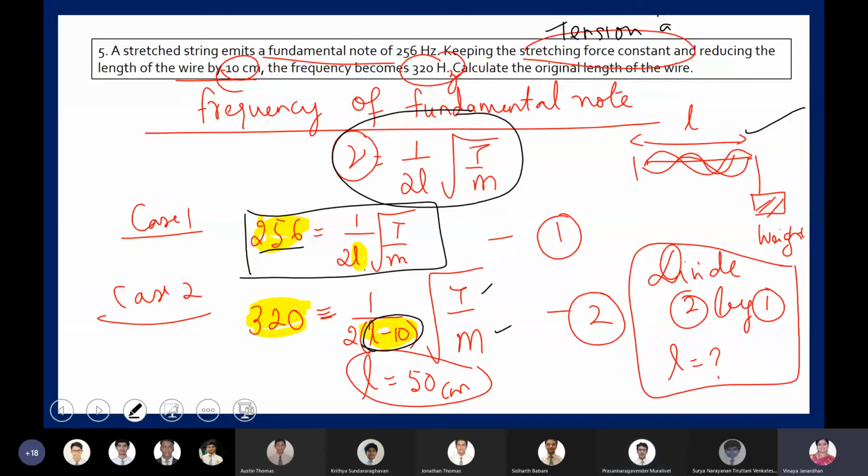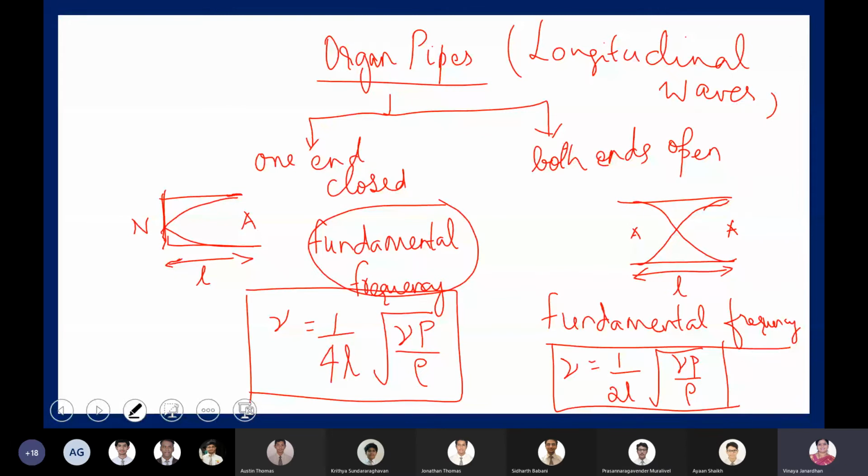Yes, ma'am. Okay. Boys, please understand, when you consider organ pipes where one end is closed and the other end is open, just write these formulas. The fundamental frequency of a pipe closed at one end and open at the other means you will have a node at the closed end and an antinode at the open end. So the fundamental frequency nu is 1 by 4L root of gamma p by rho. If the pipe is open at both the ends, then the first harmonic or the fundamental frequency is 1 by 2L root of gamma p by rho. Write this.